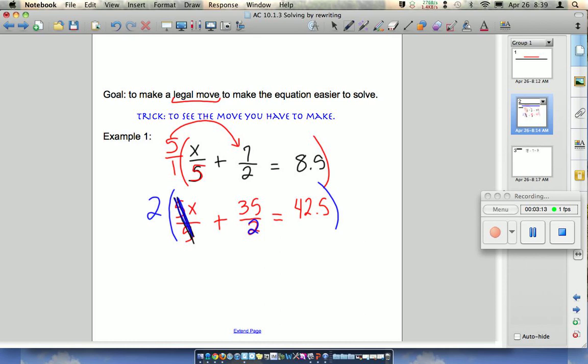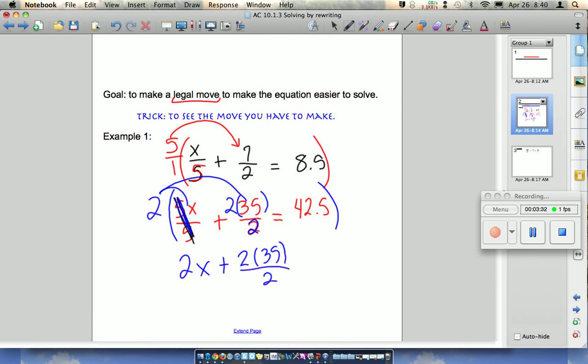Now remember, this is a 1, so it's really just x in that first equation. So 2 times x is 2x. And then I'm going to do 2 times this. Now remember, that creates a 2 on top. So my fraction would be 2 times 35 over 2.